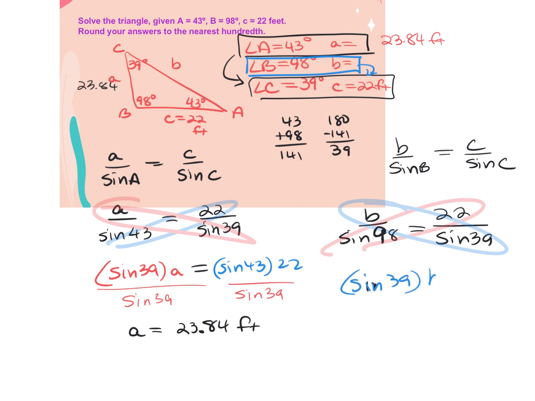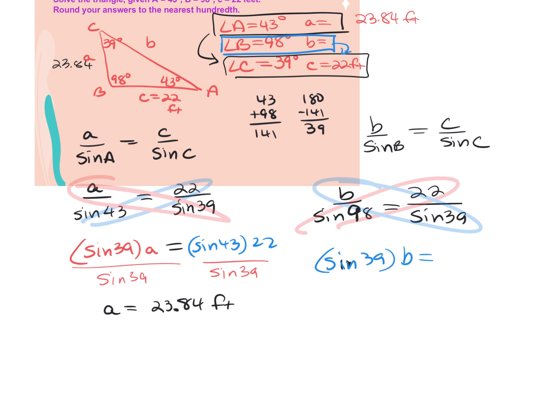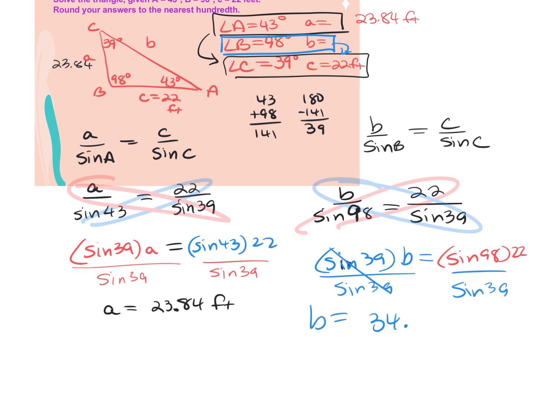All right, so we're going to do the sine of 39 times b equals the sine of 98 times 22. Divide both sides by the sine of 39. And then you get lowercase b is equal to 34.618, so 34.62. And these are feet. And that'll be lowercase b, rounded to the hundredths place. Very important that you label your triangle appropriately.